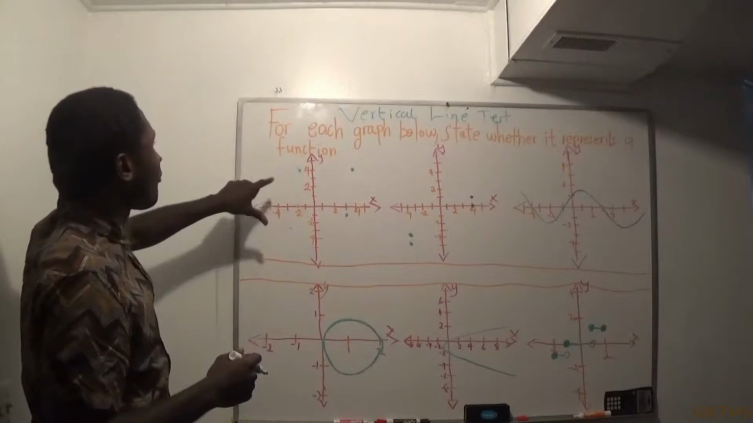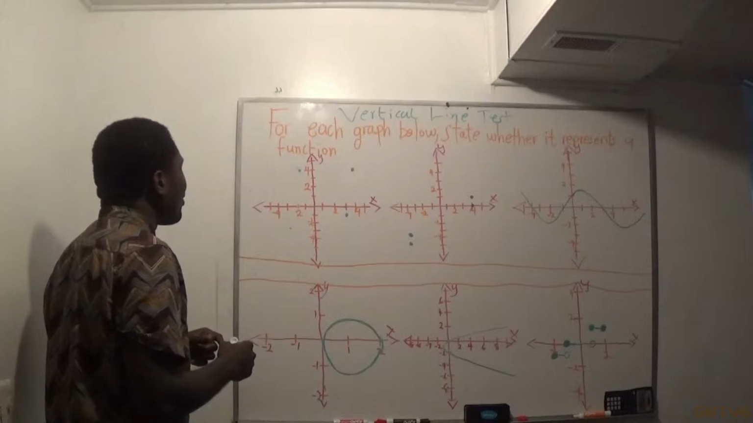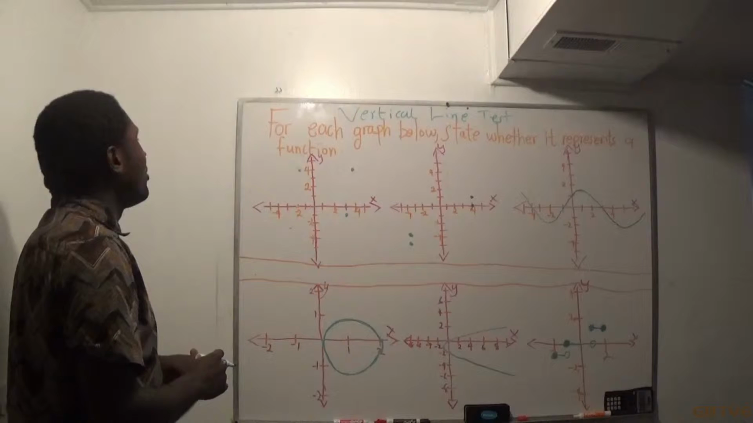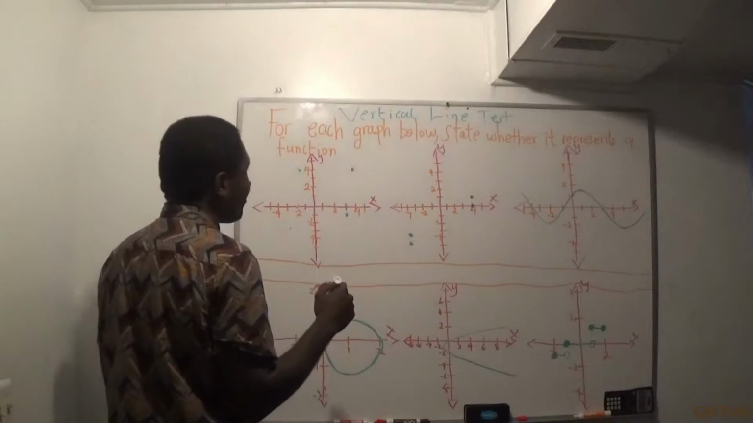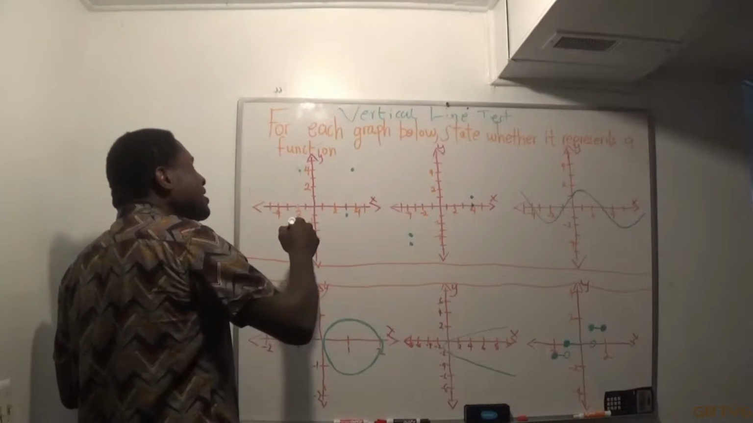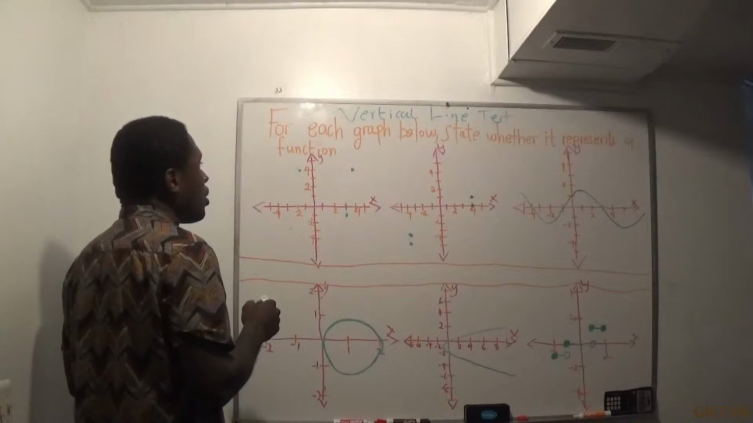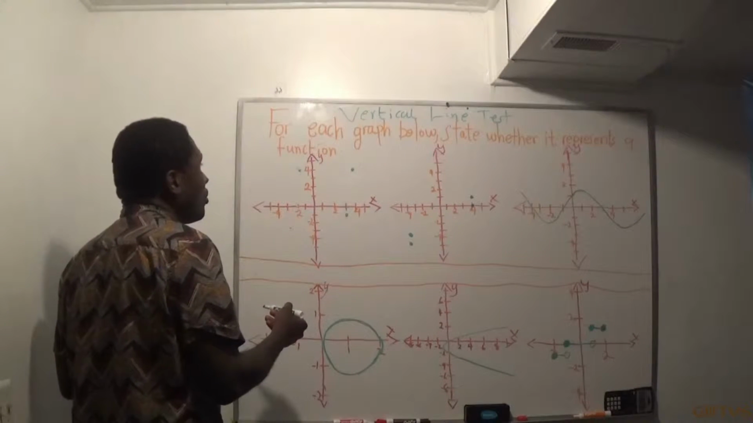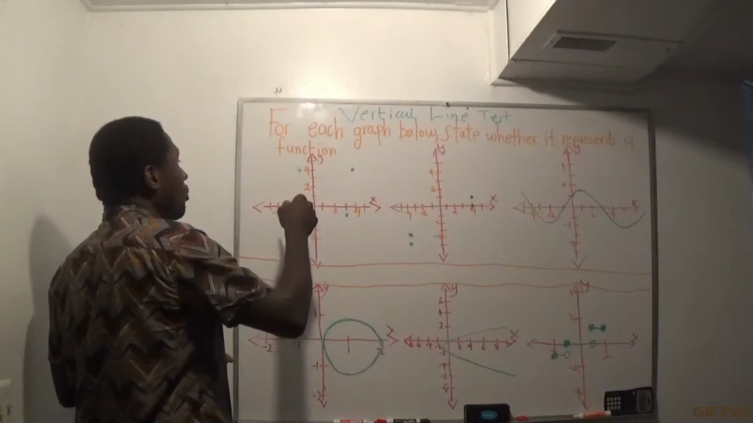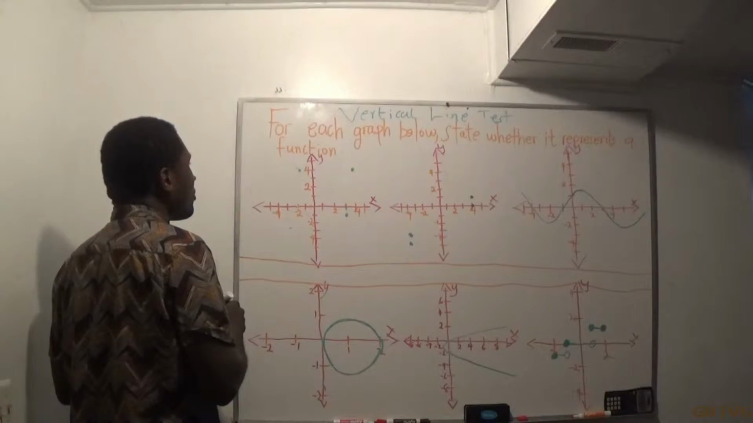So looking at this graph right here, does it pass or fail the vertical line test? Well, in order to pass the vertical line test, I shouldn't be able to draw a line through 2 points. Or it should be impossible to draw a line that will intersect more than once on the graph. It shouldn't be possible.